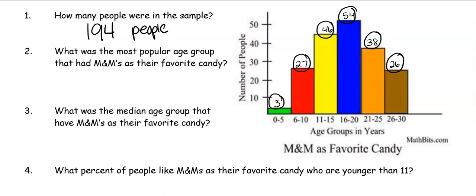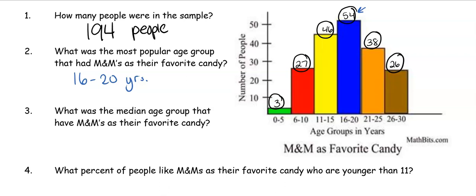What was the most popular age group that had M&Ms as their favorite candy? Clearly, we just go to the most popular, the tallest one. There is 54 people in that group, and that is between the ages of 16 and 20 years old.